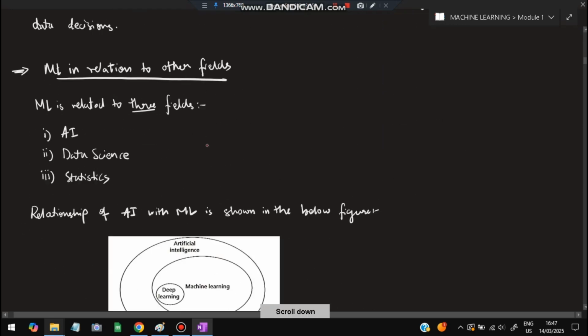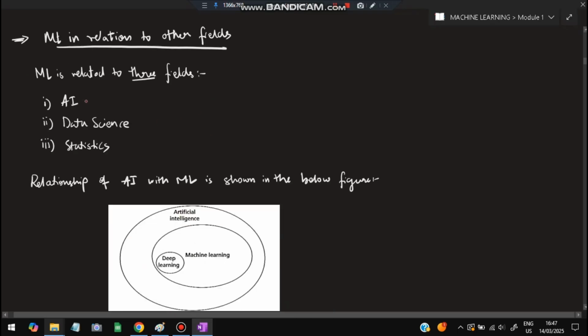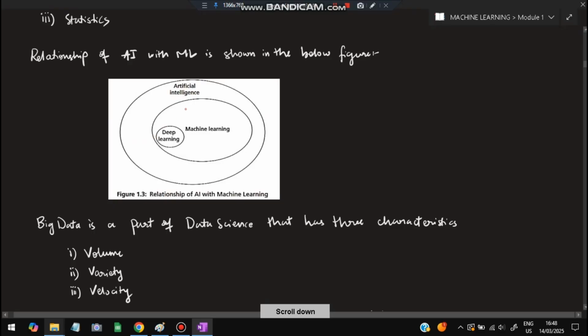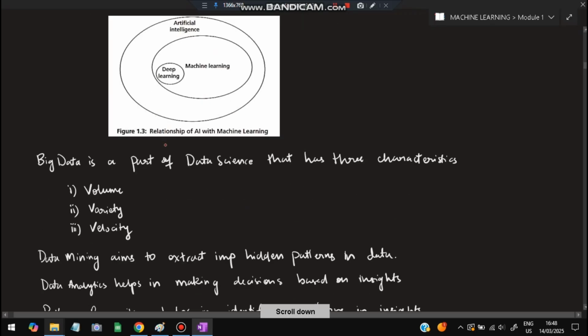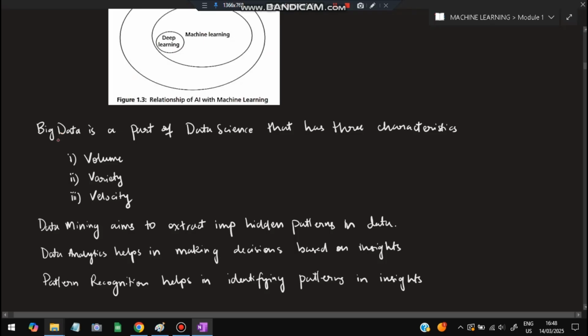ML is related to other fields also. How many fields is it related to? Three fields: AI, data science, and statistics. AI is a huge part; inside AI we get machine learning, and inside machine learning we get deep learning. AI is a general thing, like water. Water can be sweet water or salt water, and salt water can be hard or soft, like that. AI, which means artificial intelligence, is the main thing. It is trained based on machine learning, and machine learning works based on deep learning. So ML is a part of AI.